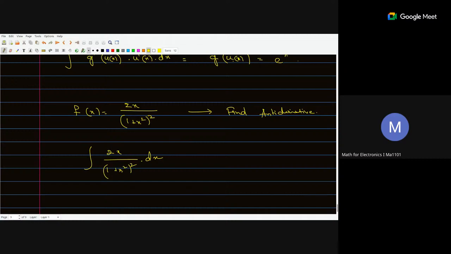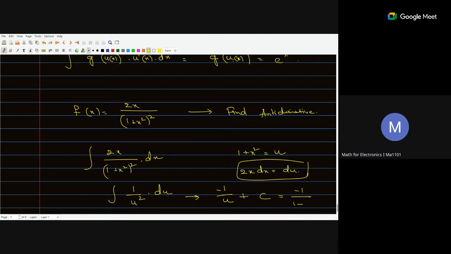Now again, you can clearly see that 1 plus x square, if I take it as u, now I'm just making the substitution. Now you see, 2x dx, taking the derivative on both sides, you will get du, which is the numerator 2x dx. The whole 2x dx will simply be du. And this will be the integral of 1 by u square du, which will be minus 1 by u. So the antiderivative will be minus 1 by u plus some constant c. Again, you substitute it back, u is 1 plus x square. If I substitute that, I will get minus 1 by (1 plus x square) plus some constant c. So this will be the antiderivative.